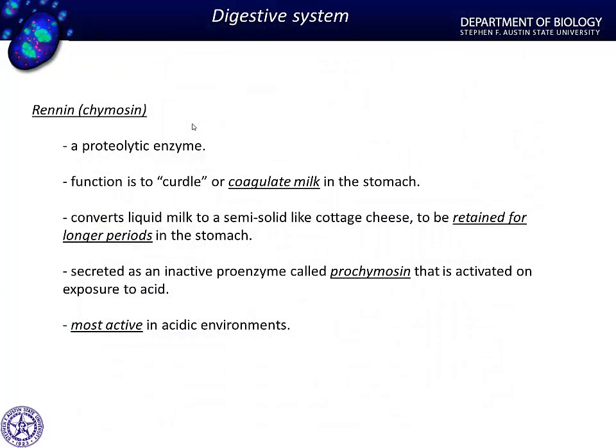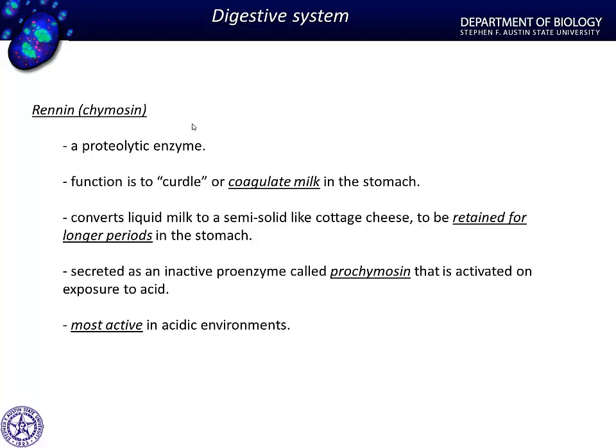Now, renin in this case is an enzyme. It is a proteolytic enzyme, and it's called chymosin. This particular enzyme's chief function is to degrade milk protein. Milk would flow quickly through your stomach if it were in a liquid form, and so renin is going to curdle the milk. It's going to denature the milk proteins and convert this liquid into a semi-solid, almost like cottage cheese type material, and that's going to be retained in the stomach for longer periods of time.